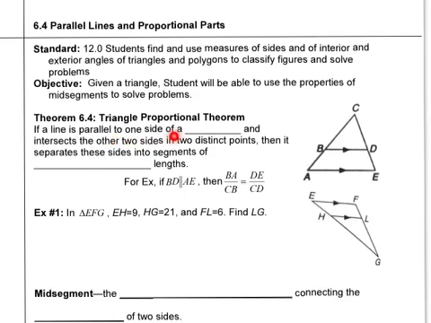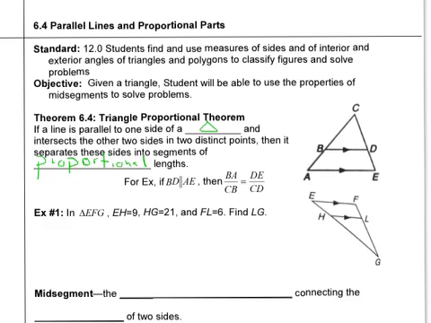If a line is parallel to one side of a triangle and intersects the other two sides in two distinct points, so here we have a triangle, we have a line that's parallel to one side here, and it actually intersects the sides of the triangle. What they're saying by it intersects two sides in two distinct points is that the parallel line isn't outside the triangle, it's inside the triangle, it's right through the middle. Then it separates these sides into segments of proportional lengths.